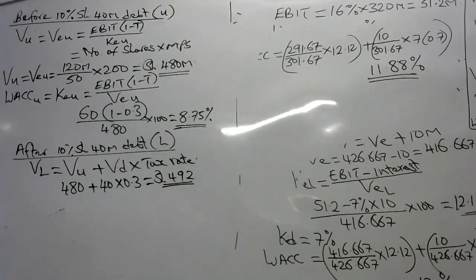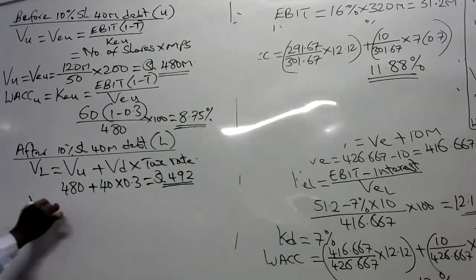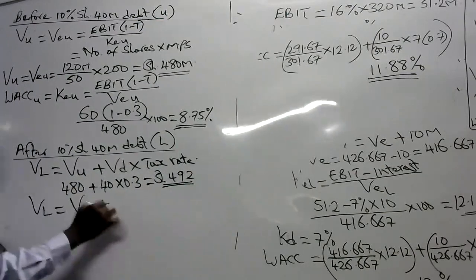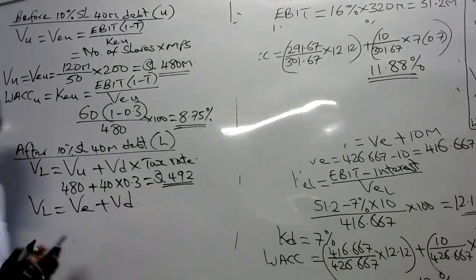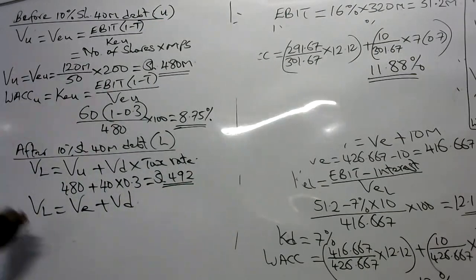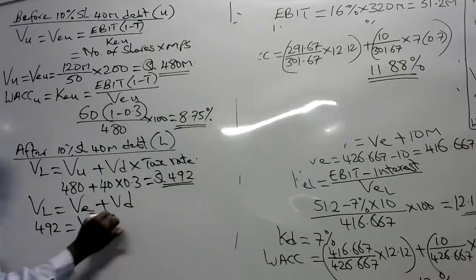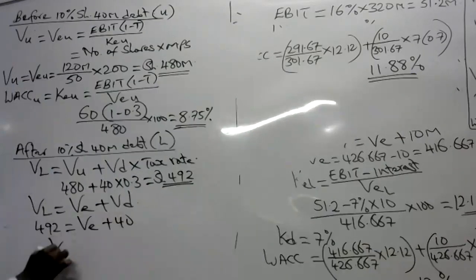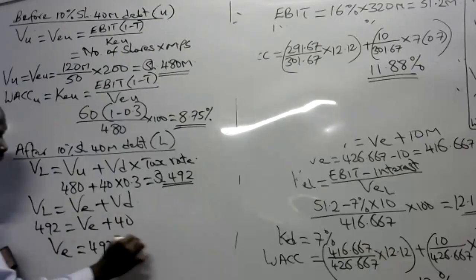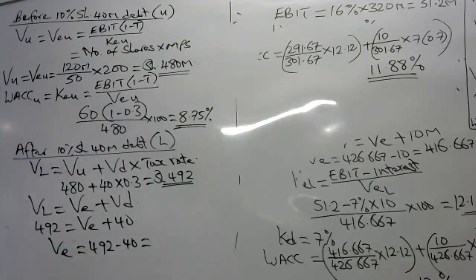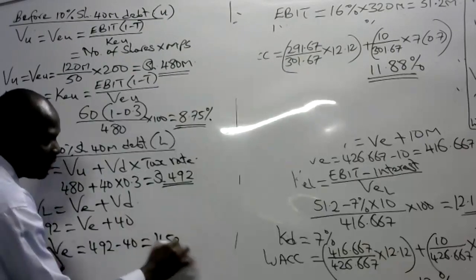Then now we need to go to the WACC. We know that the value of the levered farm is the component of equity and debt. So this 492 equals equity plus debt of 40. What is the value of equity? 492 minus what? It is 452 million.